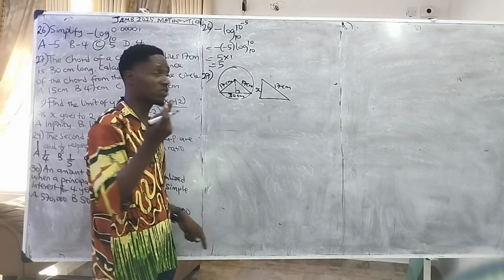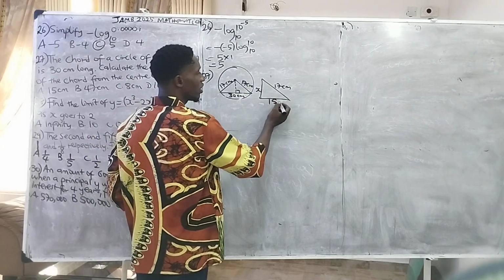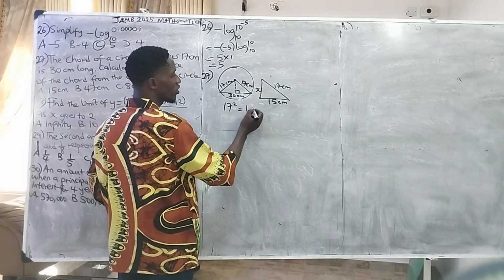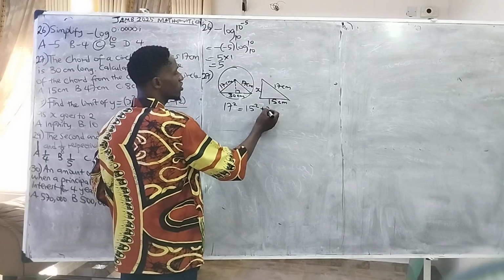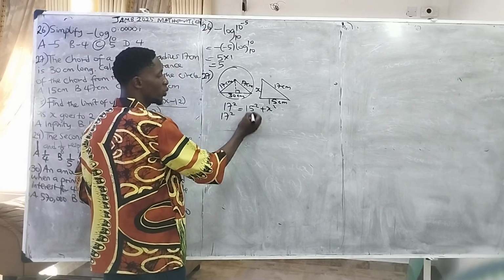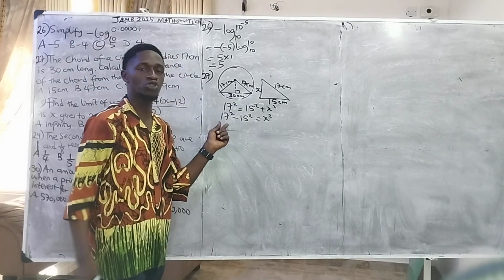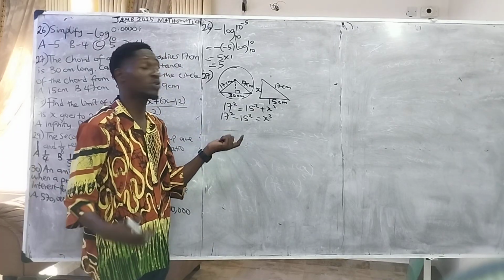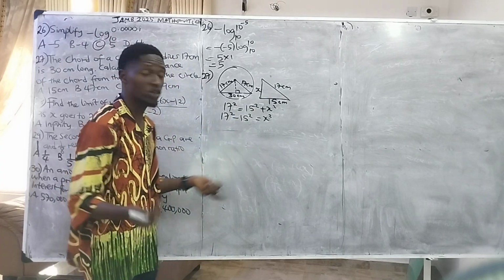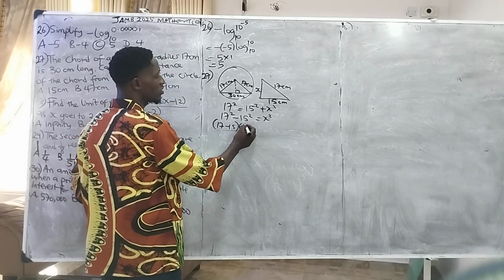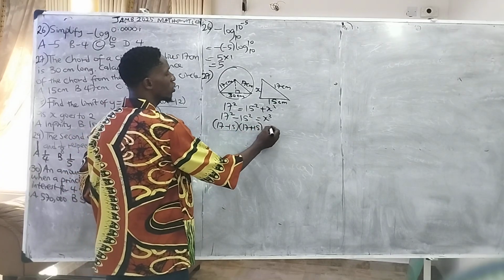Remember that this line bisects this chord into two equal parts. 30 divided by 2 is 15. So we have 15 here. So using Pythagoras theorem, 17 squared is equal to 15 squared plus x squared. So we have 17 squared minus 15 squared equals x squared. If you are not sure of the square of 17, you can use the idea of difference of two squares. What do I mean? You can do 17 minus 15 into 17 plus 15 is equal to x squared.